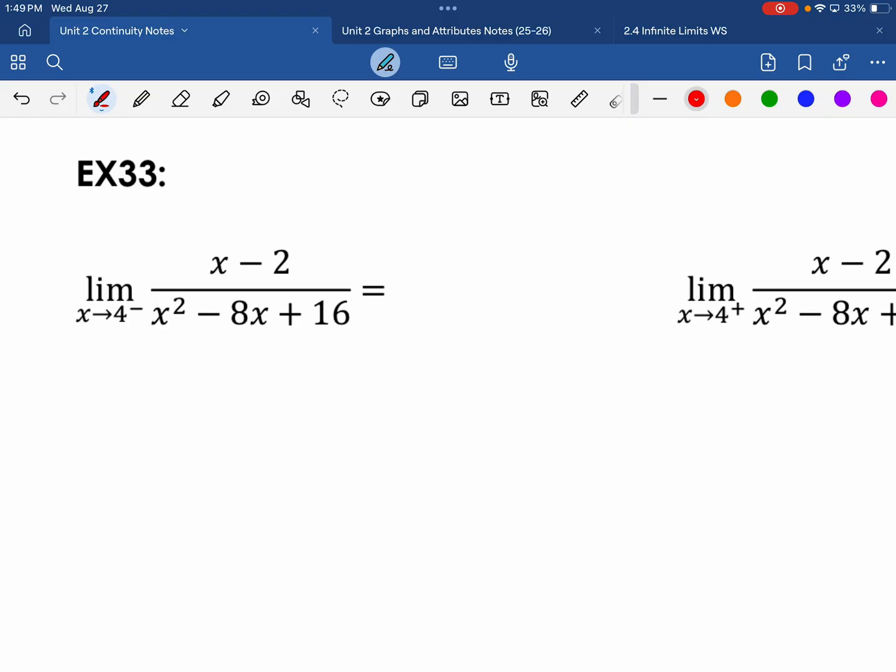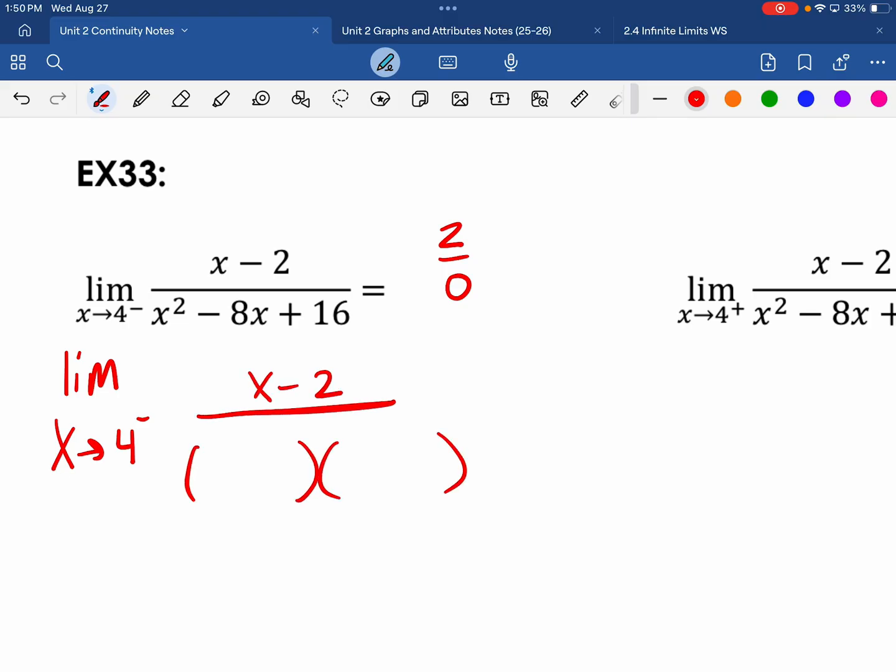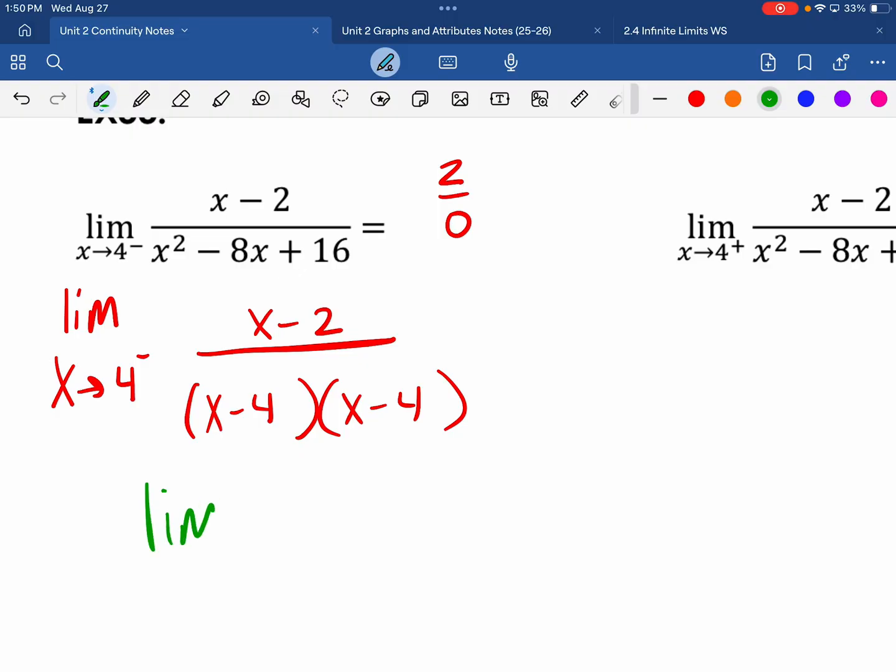All right, so on 33, most of the time it's going to be easier if I factor this to try to simplify it, especially when you're trying to decide whether it's positive or negative. It is going to be 2 over 0. What multiplies to give you 16, but adds to give you -8? x minus 4 and x minus 4. What is another way of writing x minus 4 times x minus 4? x minus 4 squared. And so there's a square at the bottom, so it's just positive. The numerator is positive. Yes, very good.